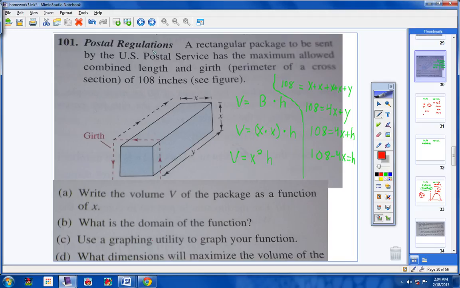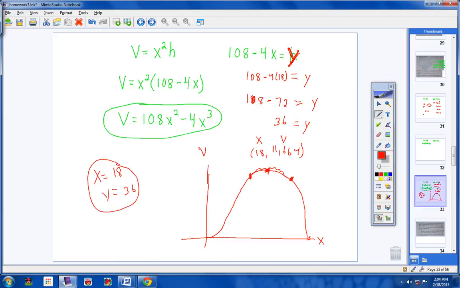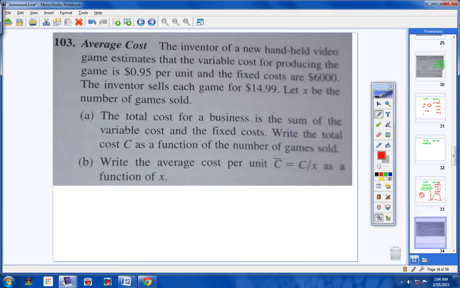Okay, let's go ahead and continue on to the next one, number 103. This one's pretty simple. The inventor of a new handheld video game estimates that the variable cost for producing the game is 95 cents per unit, and the fixed cost is $6,000. The inventor sells them for $14.99 each. Let x be the number of games sold.